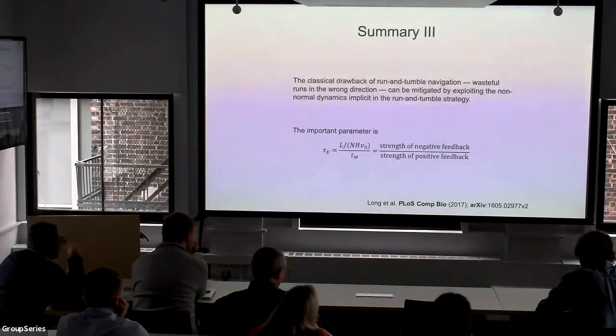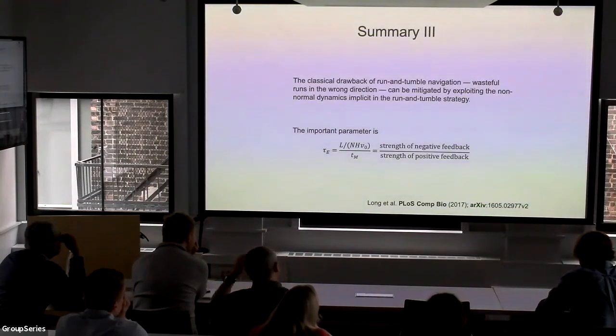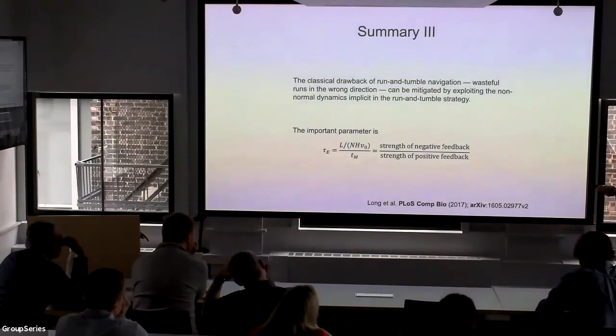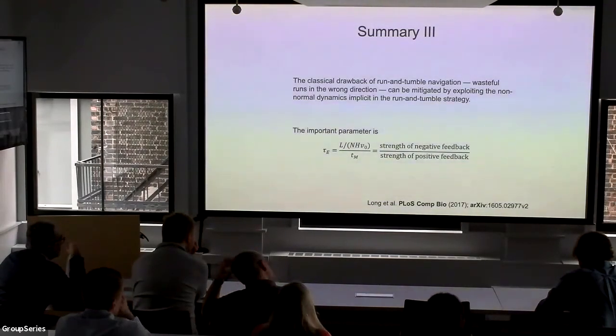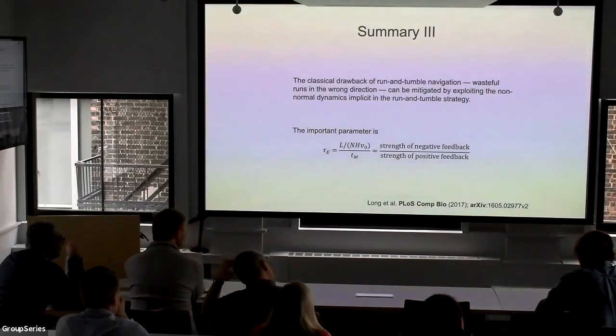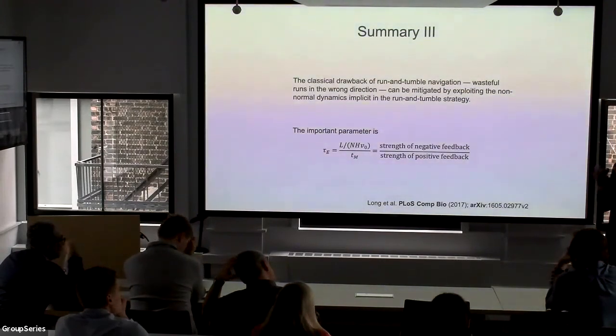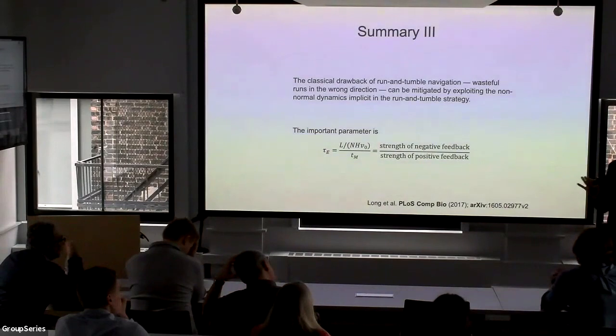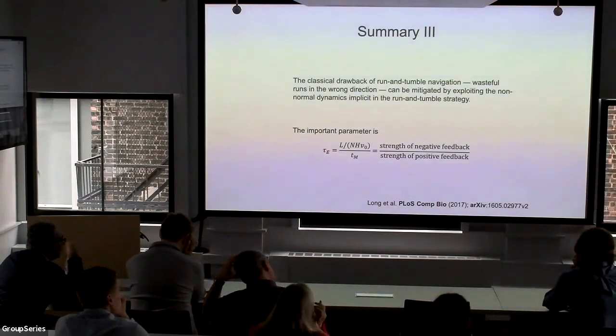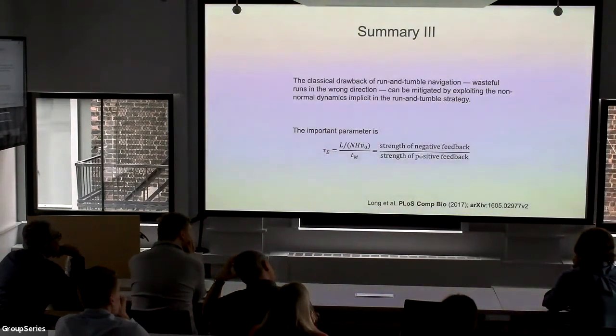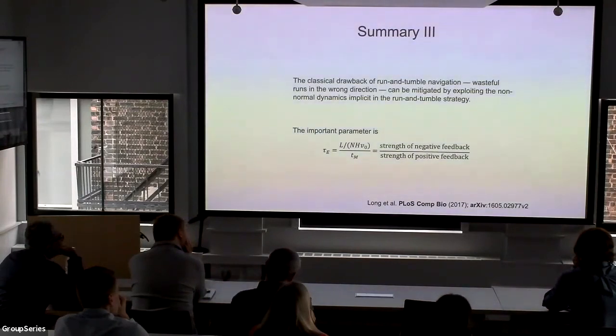So the summary and take-home message is that the classical drawback here is the wasteful run in the wrong direction, but you can exploit the nonlinear dynamics of this run and tumble navigation, which is the simplest possible one that we took. We just have a negative integral feedback, rotational diffusion, constant speed, and tumbles. That's it. There's nothing else in this problem. And the key parameter is the ratio between the negative feedback and the positive feedback.